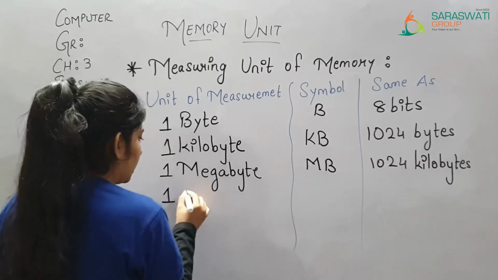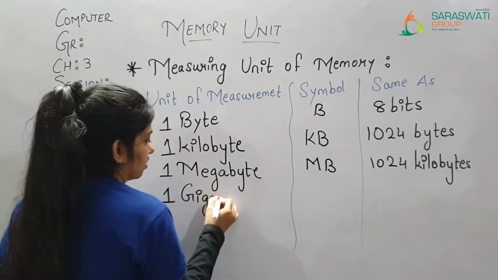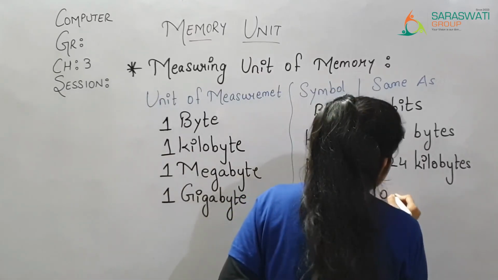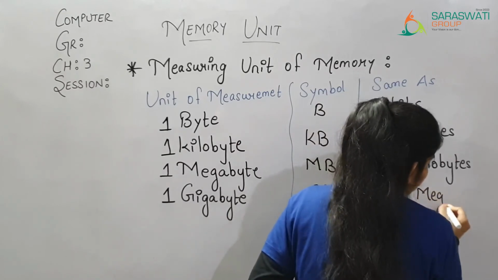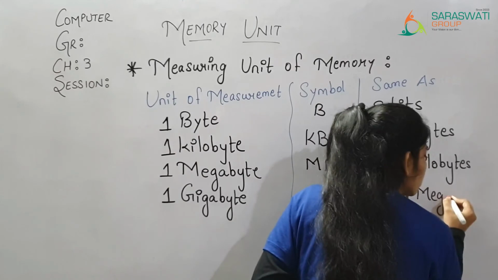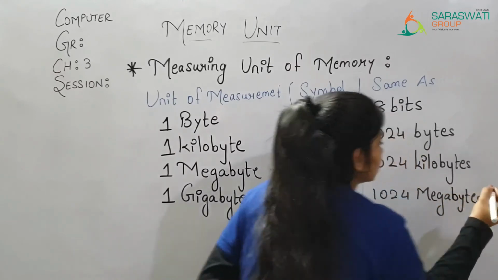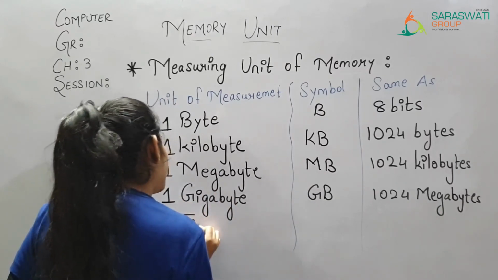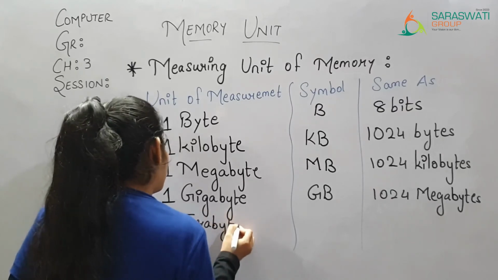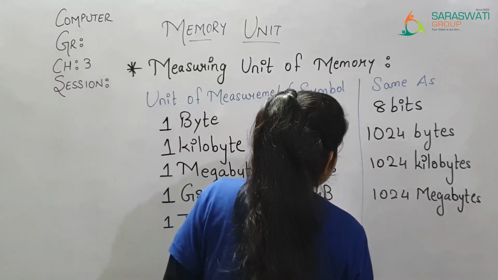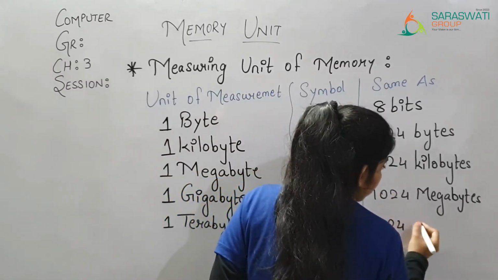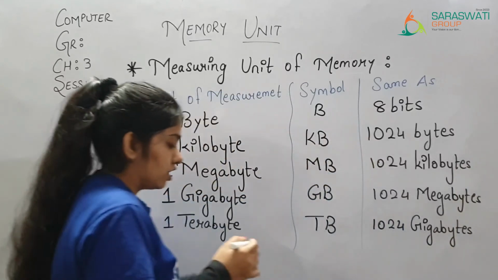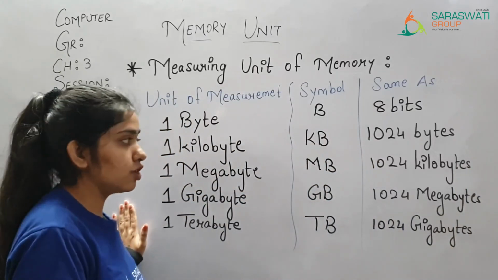Now 1 gigabyte, that is the symbol is GB, and 1024 megabytes. 1 gigabyte can store data up to 1024 megabytes. And the last and the highest measuring unit, that is 1 terabyte. Terabyte is the highest measuring unit to measure, right? That is the symbol is TB, and 1024 gigabytes. So this is the measuring unit of memory.